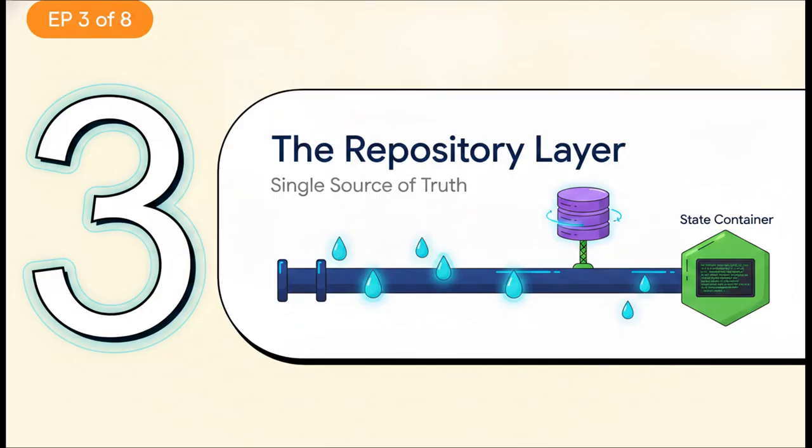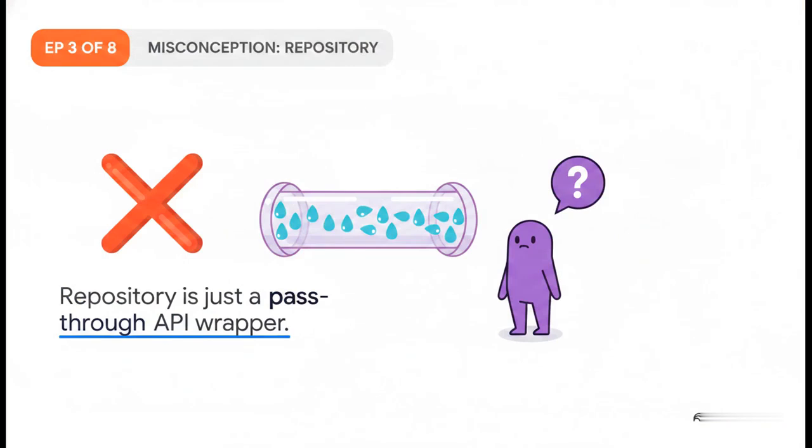Section 3. The repository layer. Single source of truth. There's a very common misconception here. The wrong model treats the repository as just a pass-through API wrapper. The correct model recognizes the repository for what it actually is, the strict, authoritative owner of your application data. It alone decides whether to pull from the network, a local database, or memory cache.